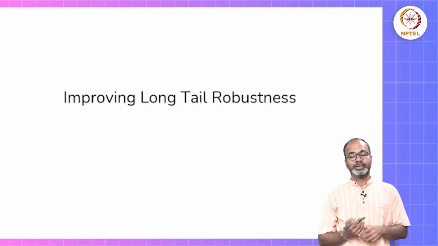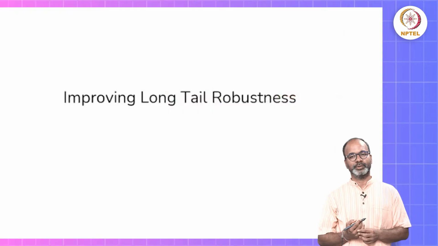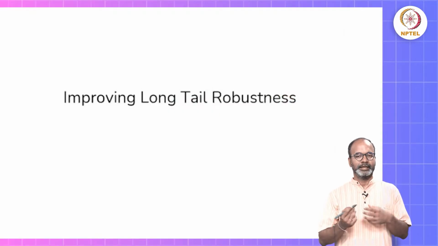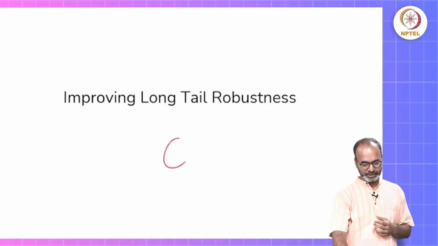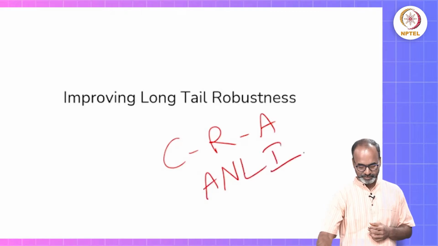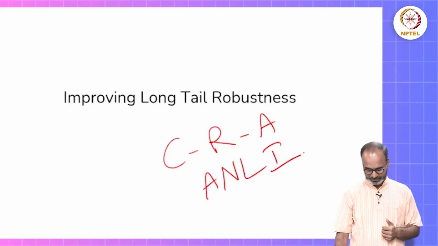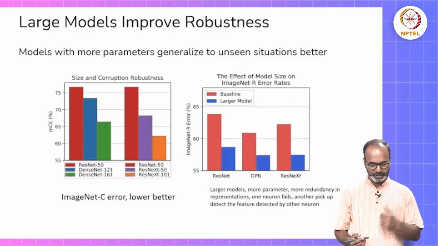Right? So now let's look at how to improve this robustness. We saw how these data sets are created, what kind of data sets, how they are created: CRA, ANLI, all of them. Now, how to use these data sets to study the robustness. Right, here is one example.